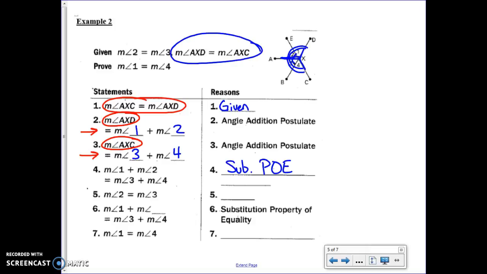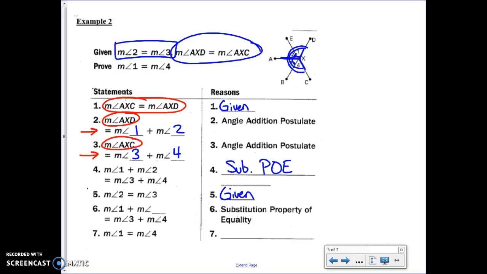Okay, then kind of out of nowhere, we have the measure of angle 2 equals the measure of angle 3, which doesn't really look like it fits in here, but if you look way back up at the beginning, we have not used this given statement yet. So we have to go back and use it to help us with this proof. So our reason there then just is given. Given doesn't only have to sit at the very top reason. Okay, so then it tells me for number 6, the substitution property of equality is my reason.